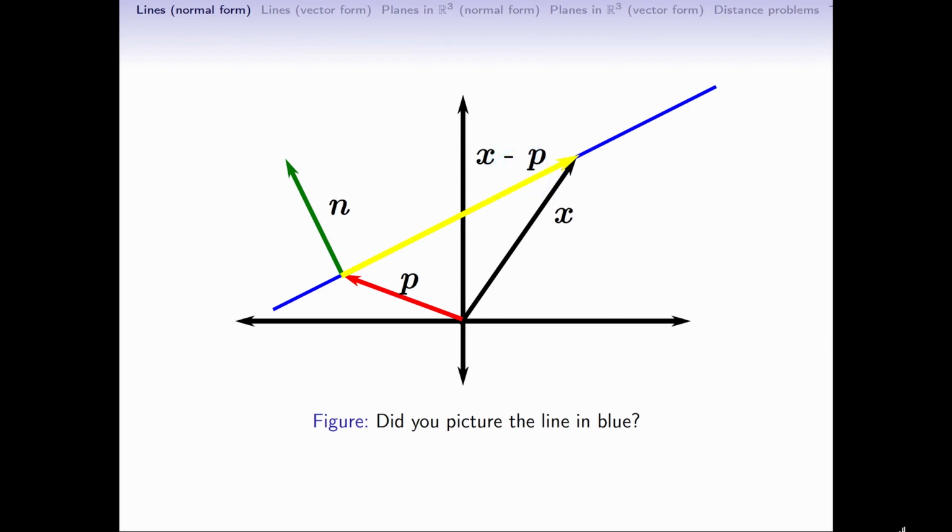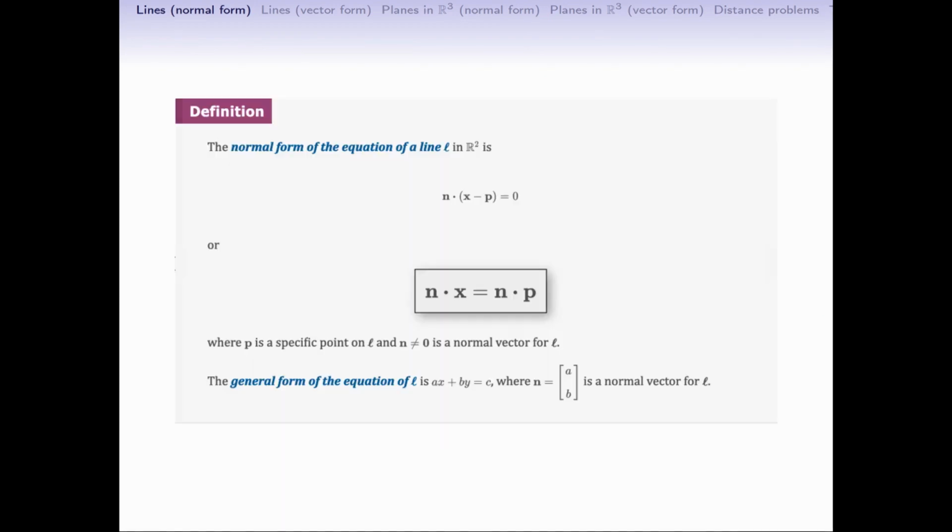And so that's what gives rise to this definition, right? The normal form of the equation of a line L in R2 is n dotted with x minus p equals 0. Now remember, n is given to us, that's the normal vector. P is given to us, that's a position vector pointing to a point on the line. And so this is really a test for these vectors x. The vectors x that satisfy this equation, the tips of those vectors are going to be on the line.